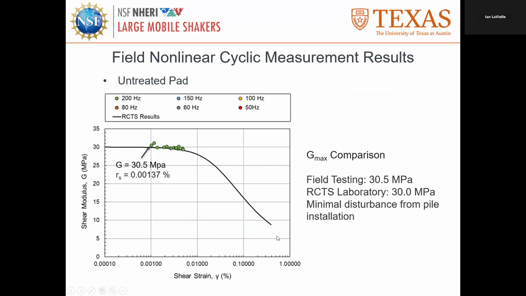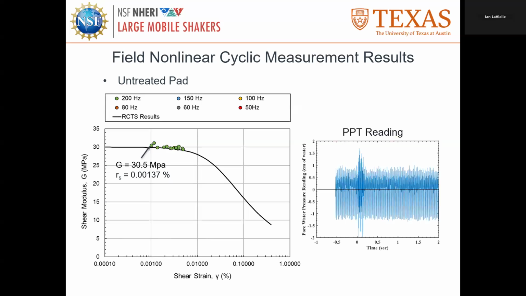This is our test result. We already ran it last year, and this is our field testing result, 30.5 megapascals. And the lab test result showed 30 megapascals. So for the natural soil pad, we have matched field and lab. Great. Now we go down to the lower frequency to get a larger strain. The PPT reading was, well, it's just small shaking, like 1 centimeter of water fluctuating.